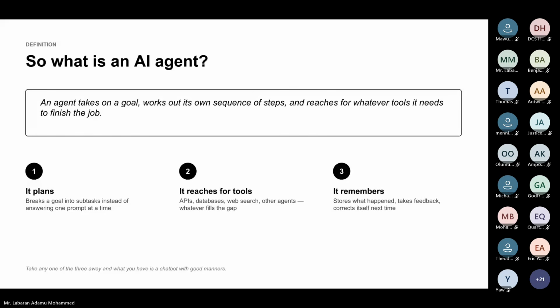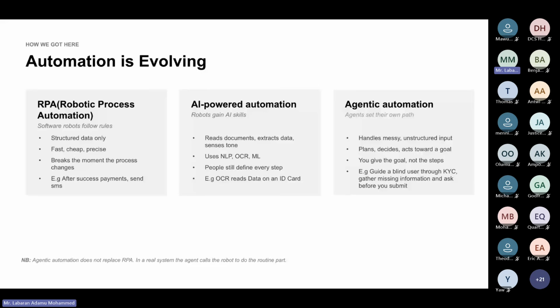So yeah, I want us to talk about automation. Automation is actually evolving. In the past, a few decades ago, we had RPA, robotic process automation, where a software robot follows rules. You write rules for it, and it works on structured data only. It's fast, cheap, and precise. But with this kind of automation, it breaks the moment a process changes.